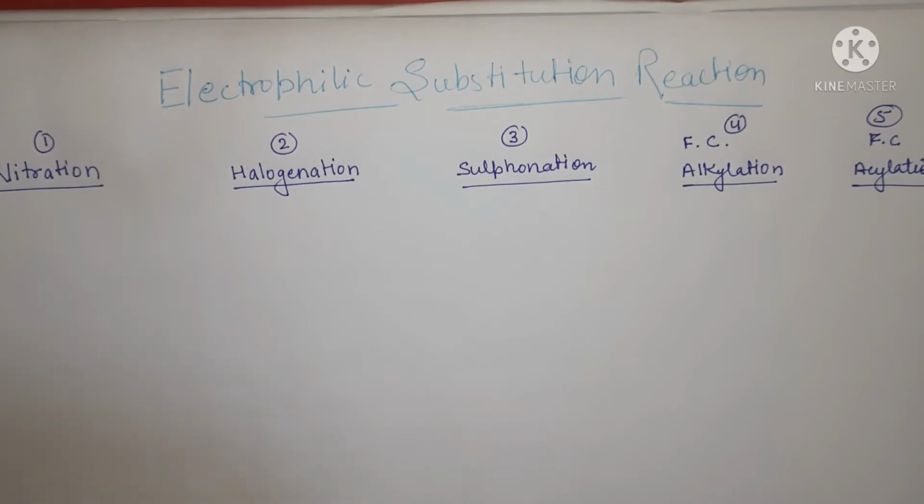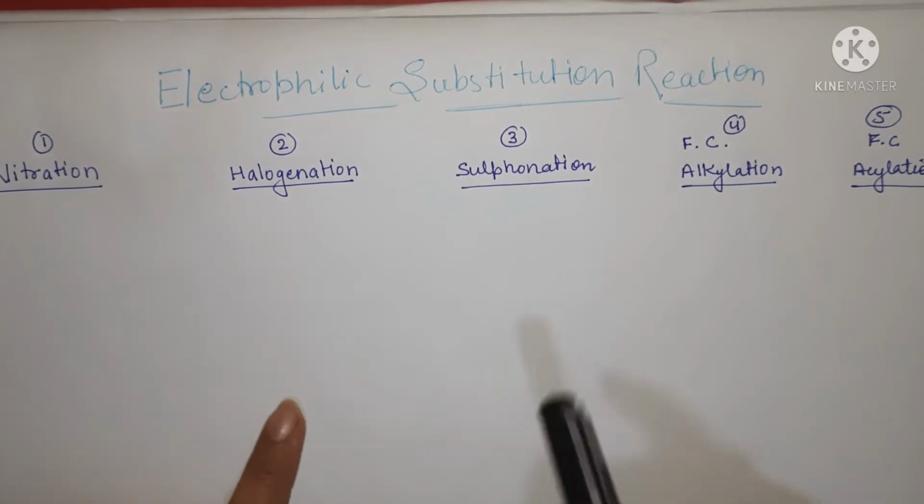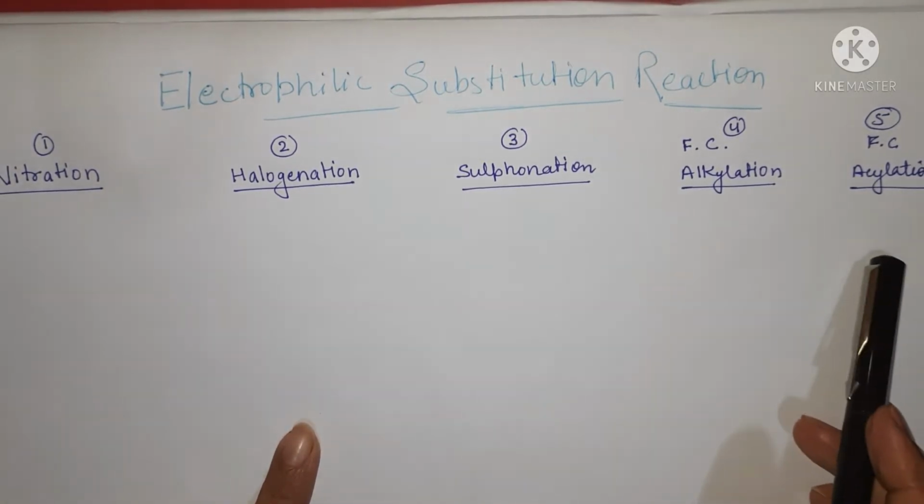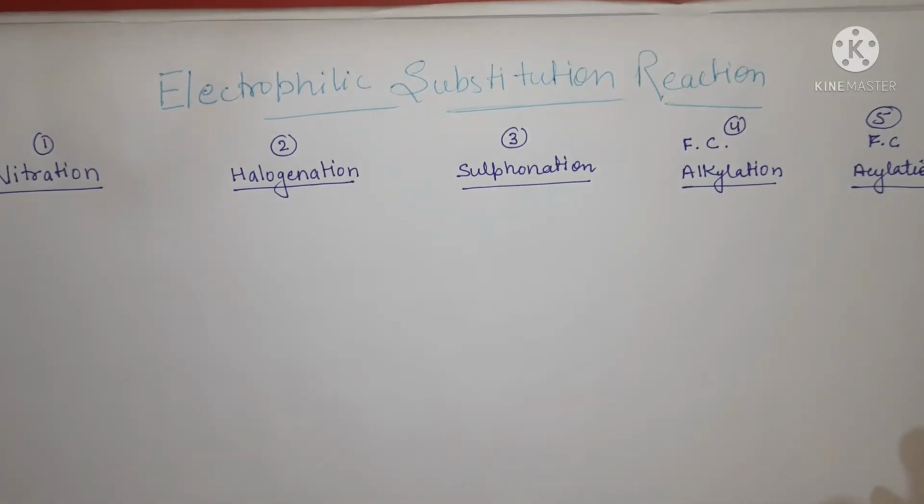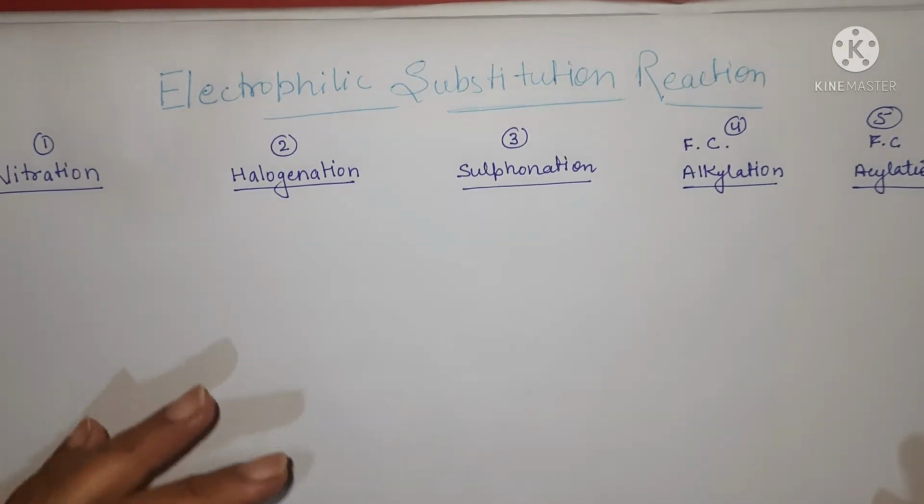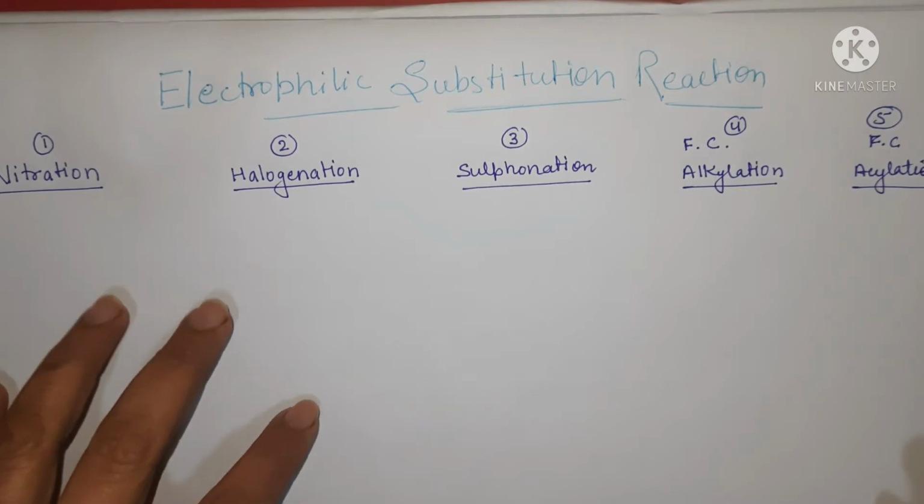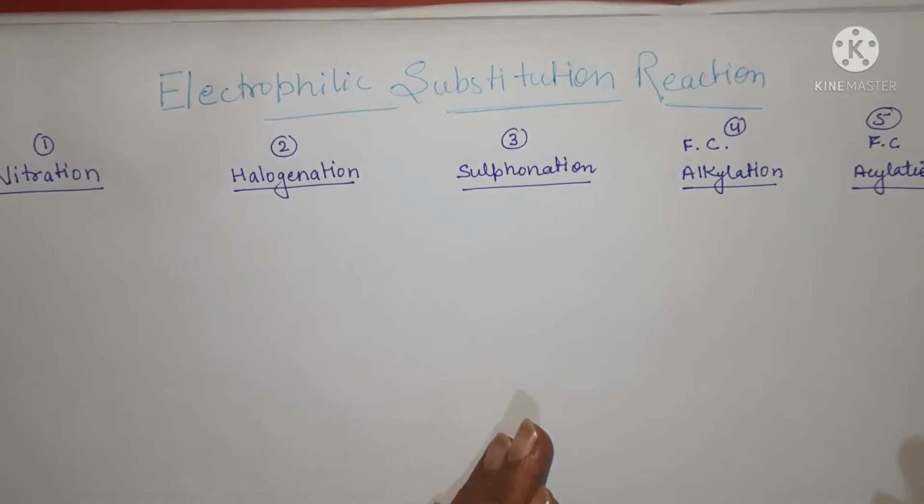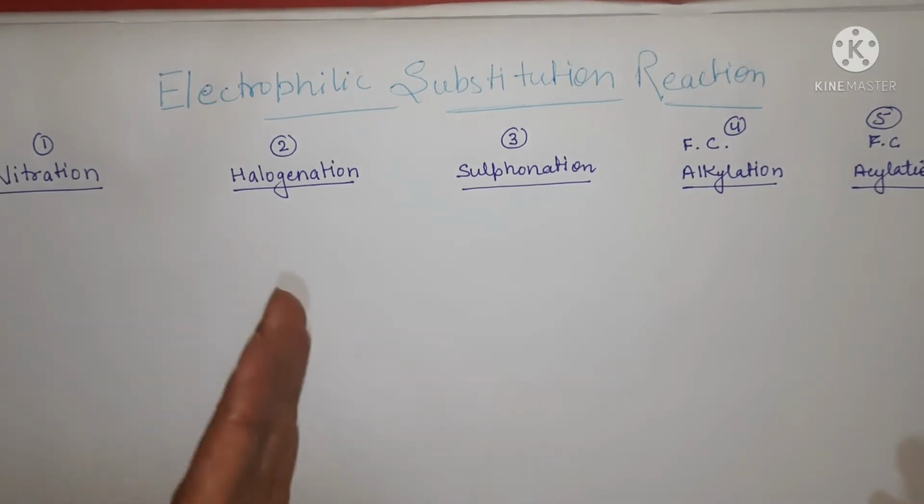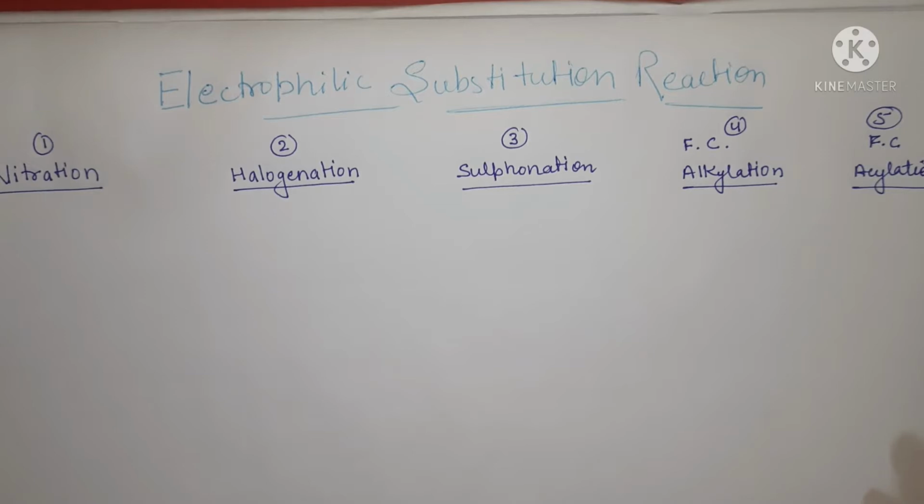There are 5 electrophilic substitution reactions which you have to study: nitration, halogenation, sulfonation, alkylation and acylation. The mechanism is also given in your NCERT. So let's start with the reactions first and then we will move on to the mechanism part, because the mechanism itself makes you understand why certain products do not form in these types of reactions.